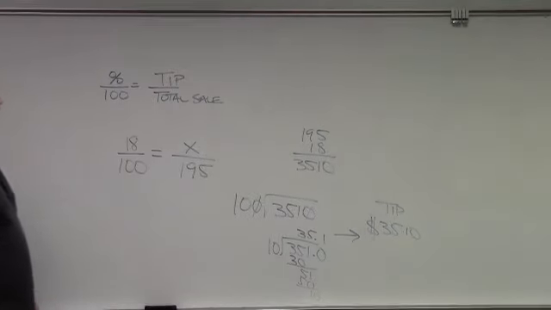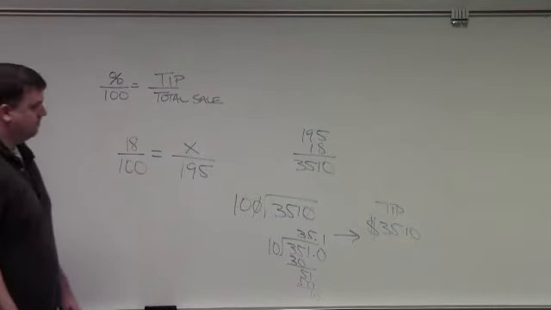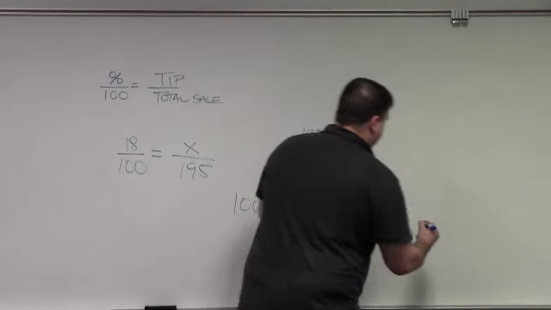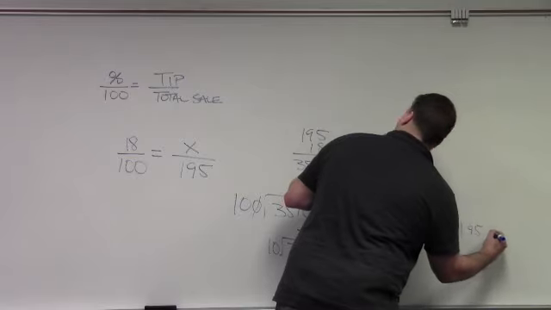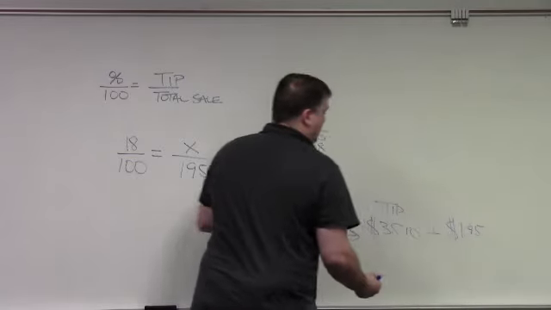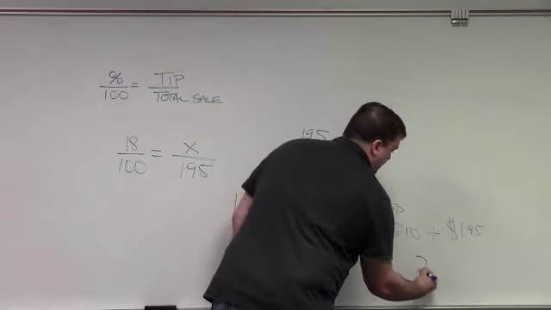So what would the total price of my meal be? Add the price of the meal, $195. And when you add that together, you do end up getting $230.10.